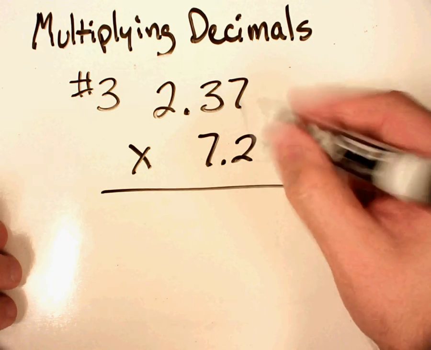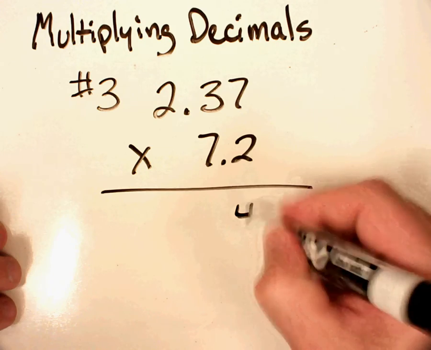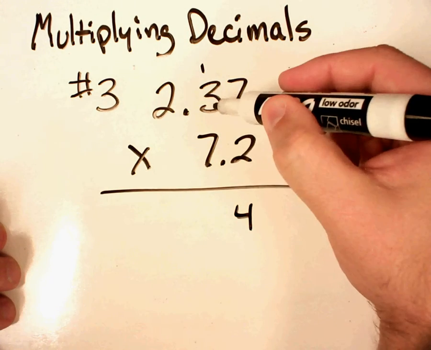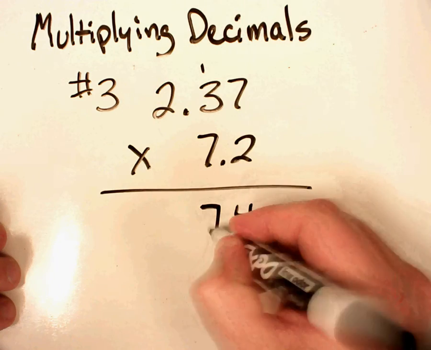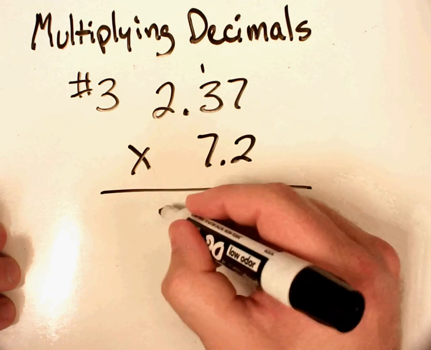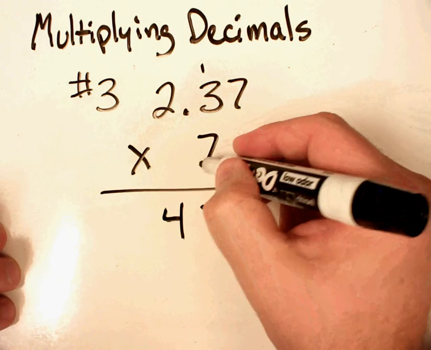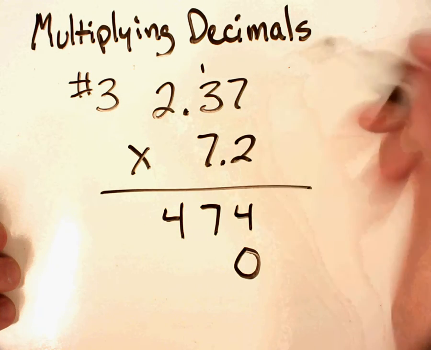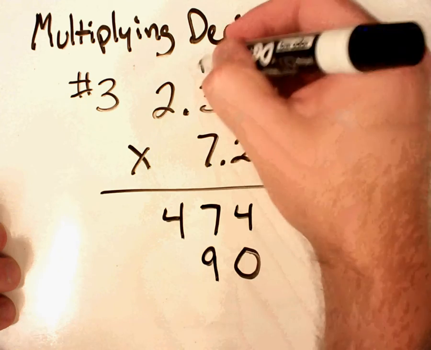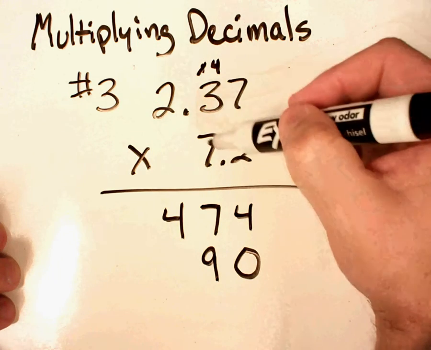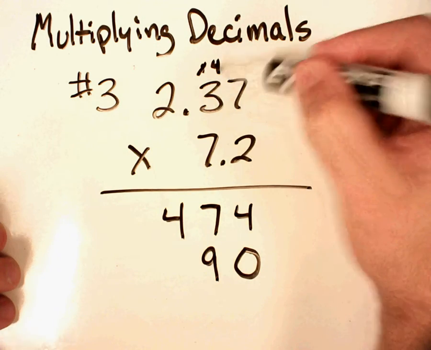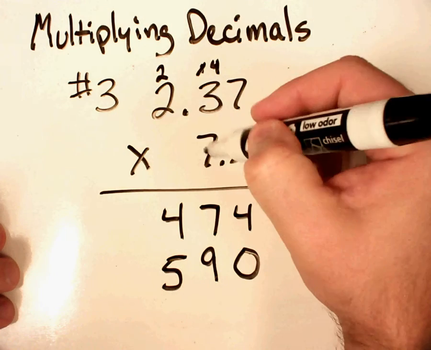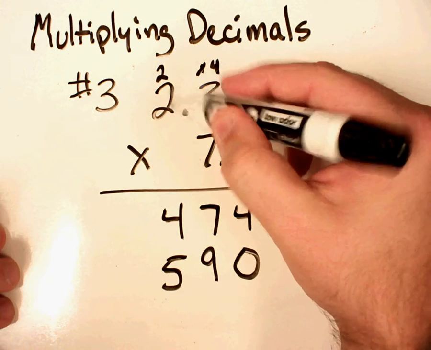So 2 times 7 gives me 14. Carry my 1. 2 times 3 is 6, plus 1 is 7. 2 times 2 gives me 4. Second digit, so I'm going to put my placeholder down. 7 times 7 is 49. Carry my 4. 7 times 3 is 21, plus 4 is 25. Carry my 2. 7 times 2 is 14, plus 2 is 16.